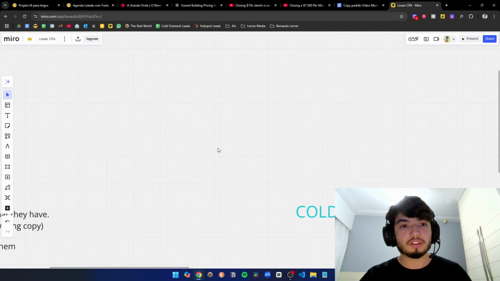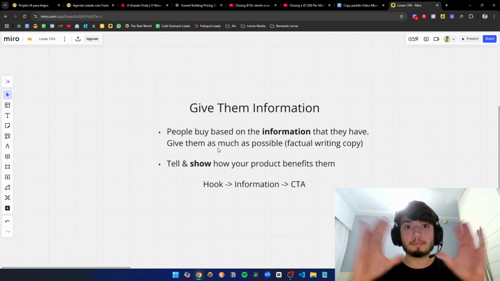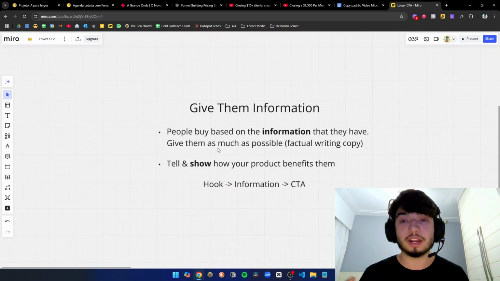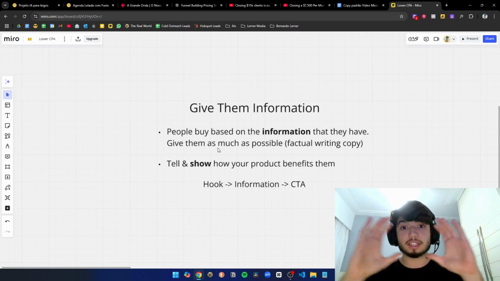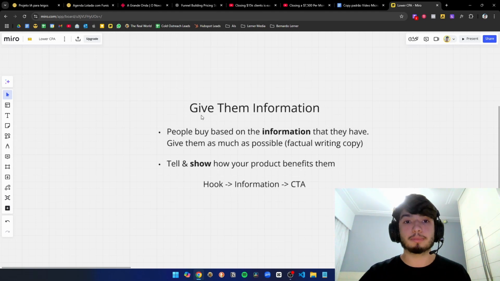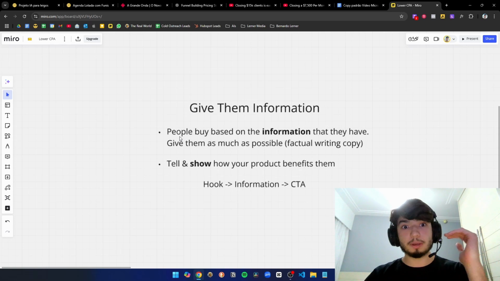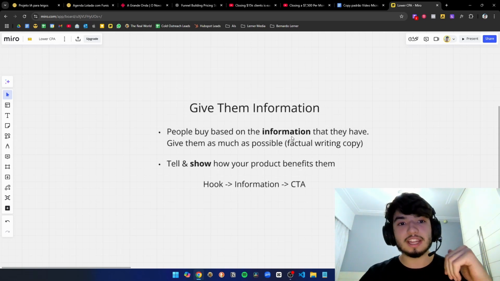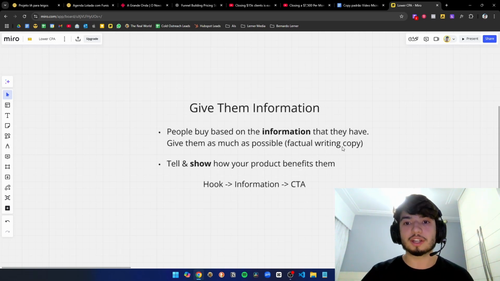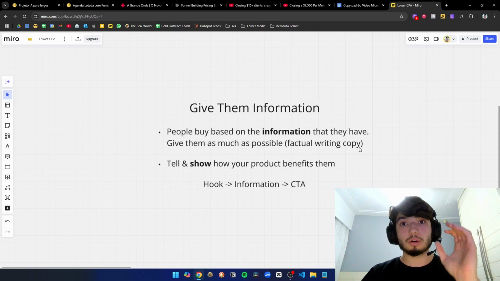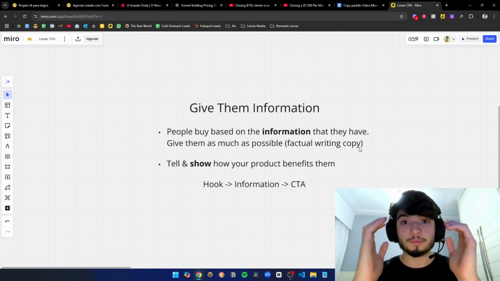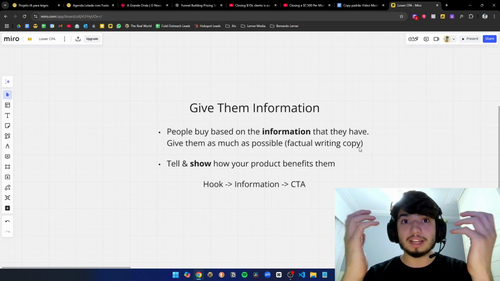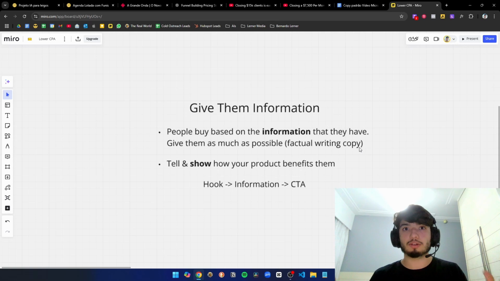So let's go. First of all, some things to keep in mind on copy, right? On the bigger scale of things when creating an ad, basically, as David Ogilvy says, give them information. People buy based on the information that they have. Give them as much as possible. Factual writing copy. What I want to say based on it is that you probably won't buy something that you don't have any information on.